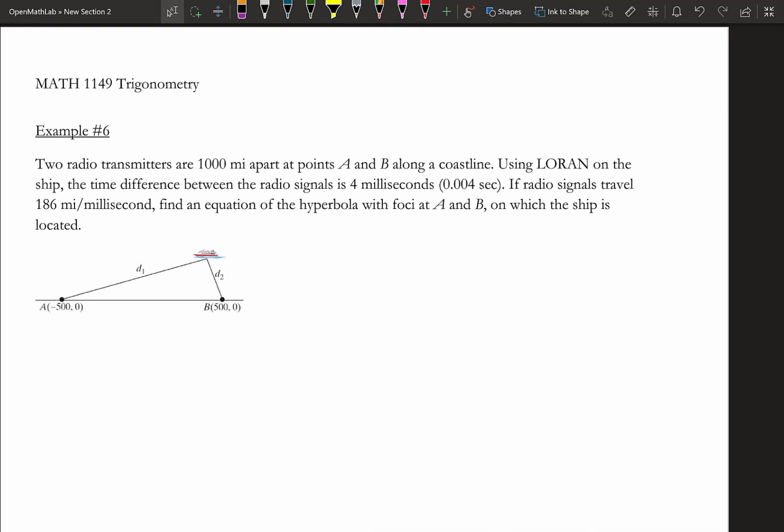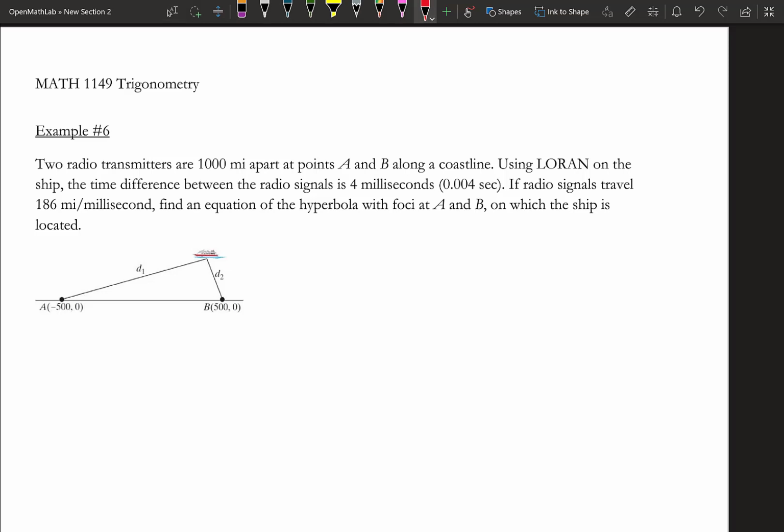So then I have one example here. Example 6, and then we'll call it a day. So we have two radio transmitters that are 1,000 miles apart at points A and B along a coastline. We want to use LORAN on the ship. The time difference between the radio signals is 4 milliseconds. If radio signals travel 186 miles per millisecond, find an equation of the hyperbola with foci at A and B on which the ship is located. Right, and we have a diagram listed here to help us.